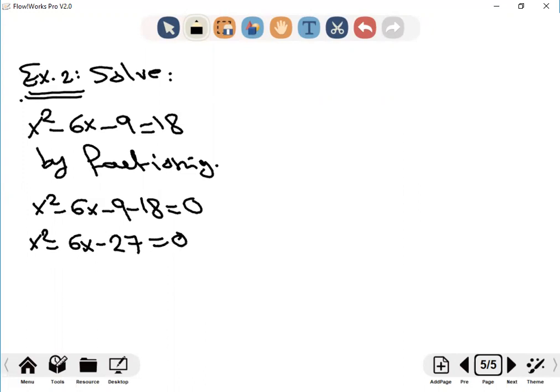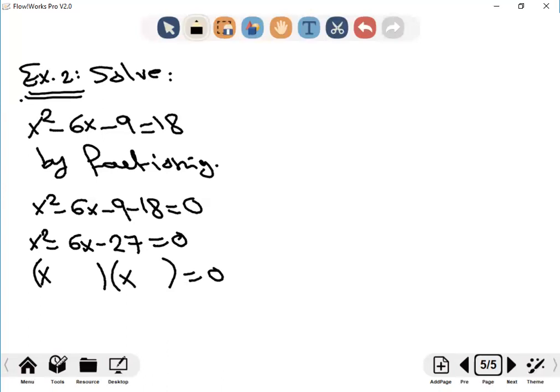Okay? How many terms do we have here? 3 terms: x power 2, 6x and 27, right? X power 2, x and a number. This form or this type, we factorize by 2 parentheses like this. We put x, x. Now focus.